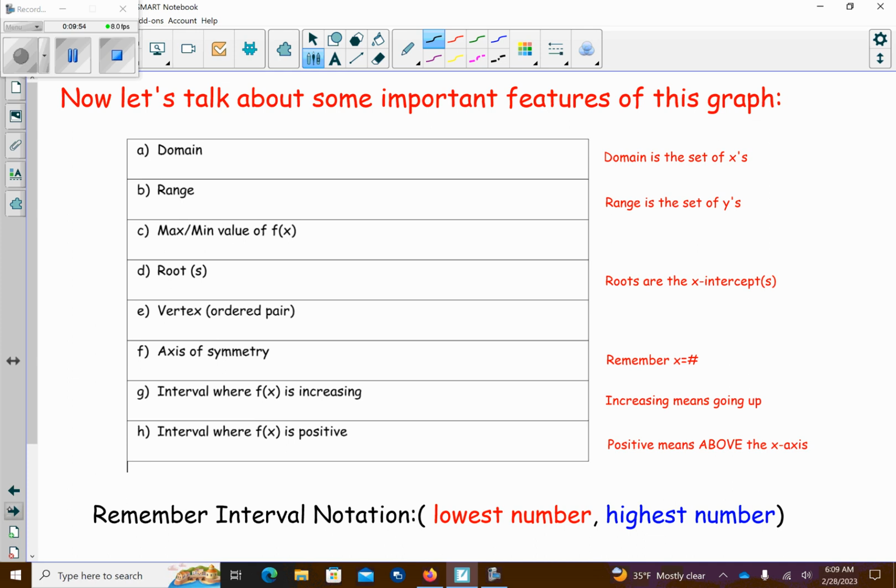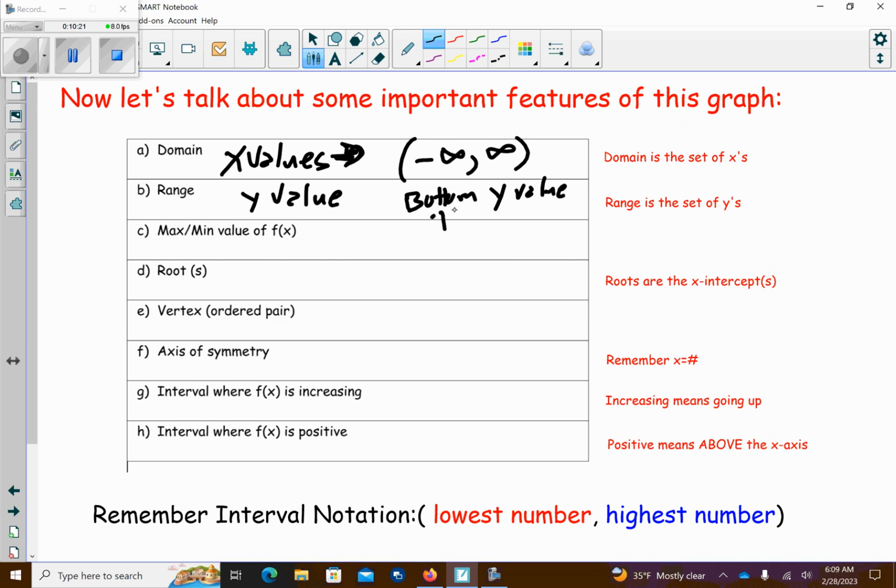Okay, we're going to use some words. The domain are x values, and our domain for parabolas that we're going to use will always be negative to positive infinity. The range is the y value. And the range is from the bottom y value or the top y value. And if you're using the bottom y value, it goes to infinity. If you use the top y value, it goes to negative infinity. That means it opens up or it opens down.